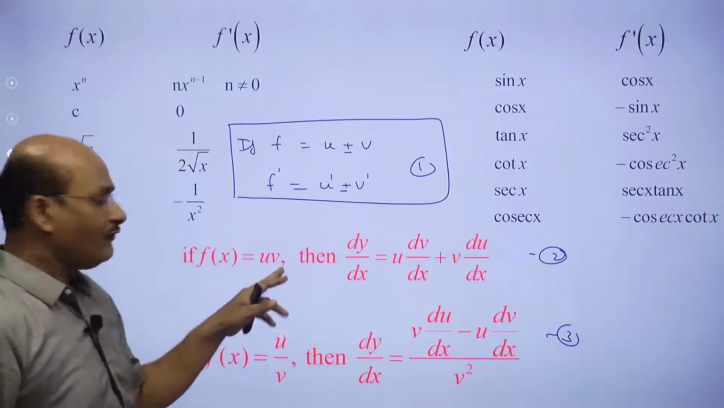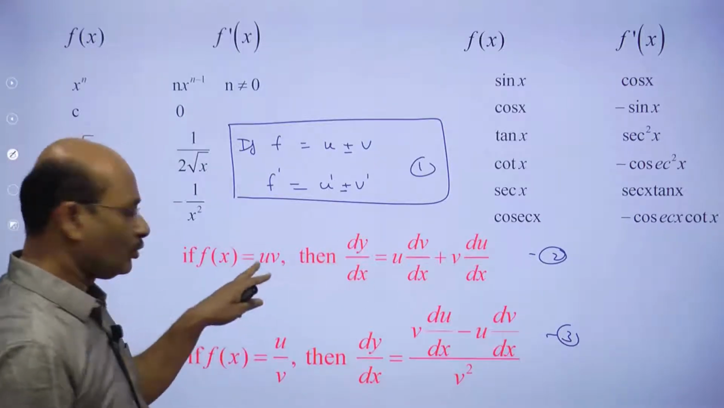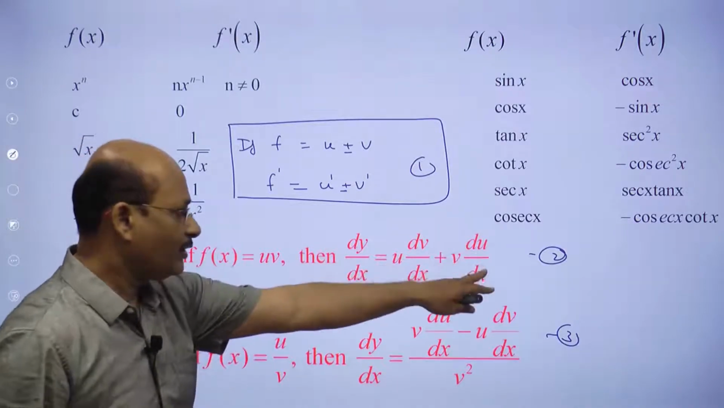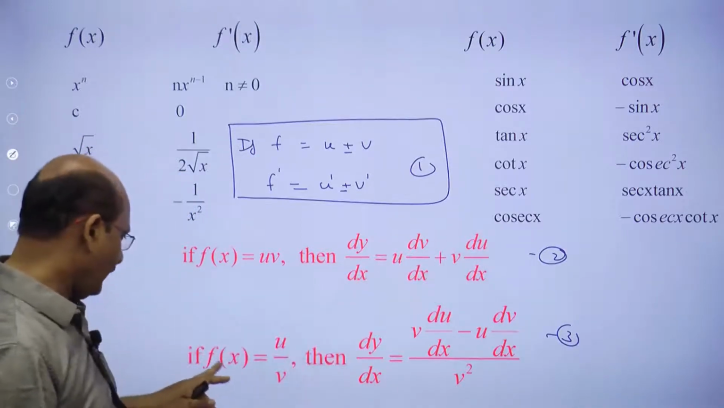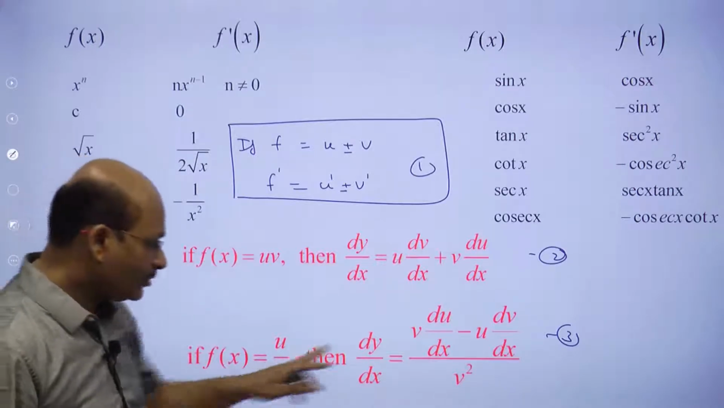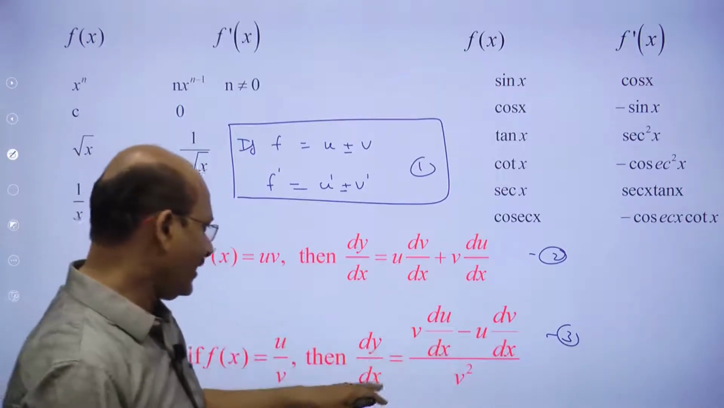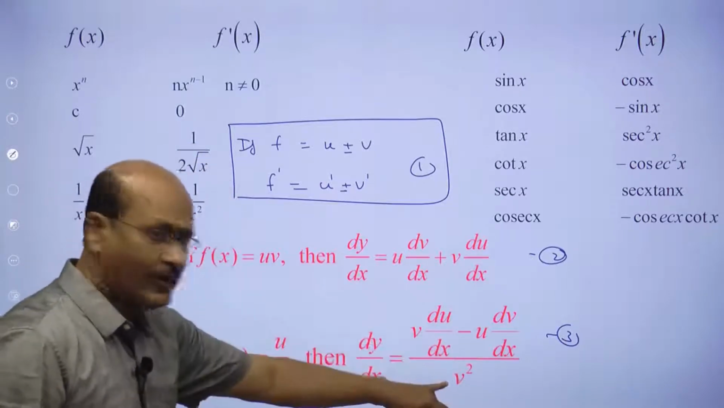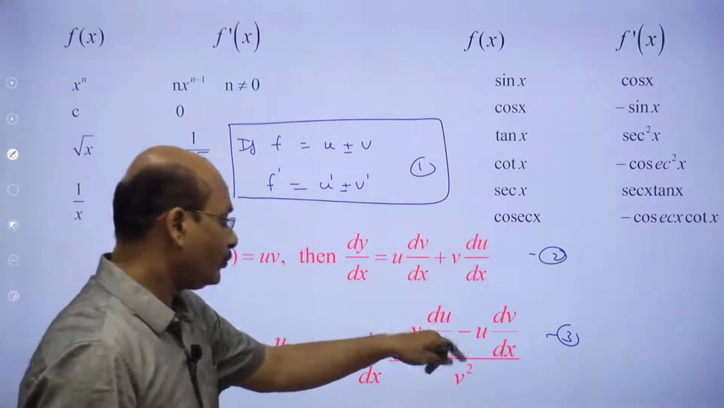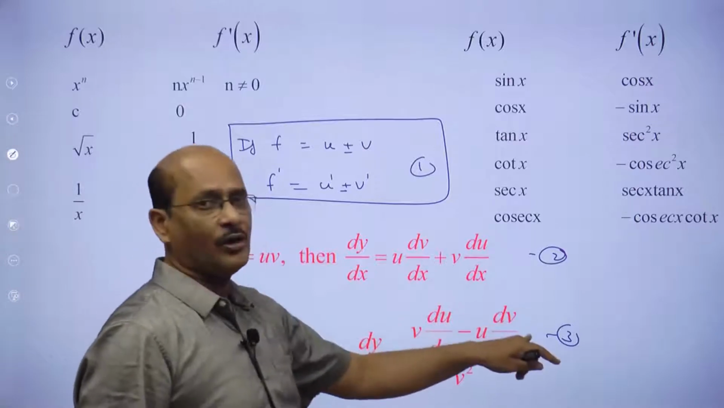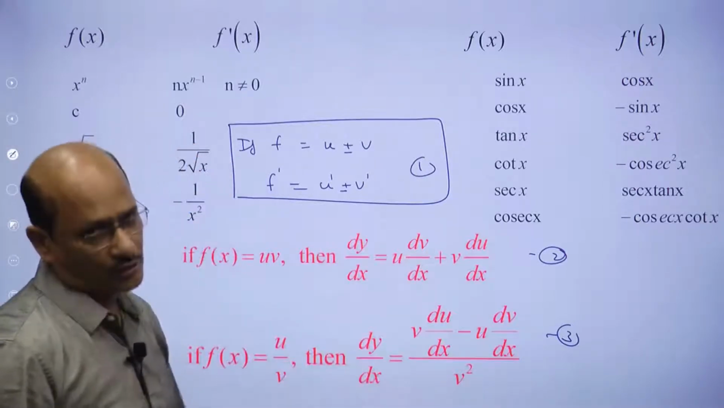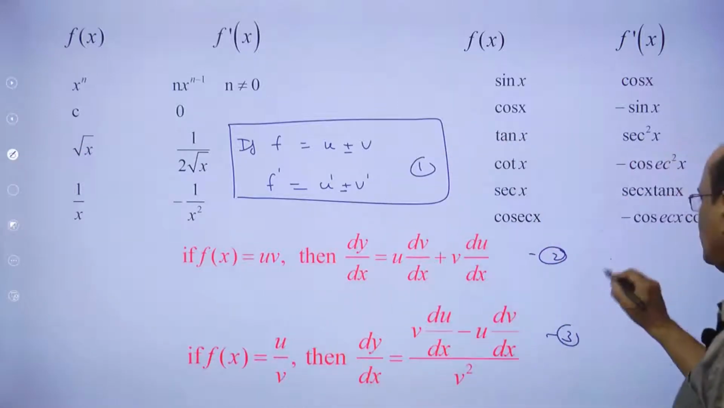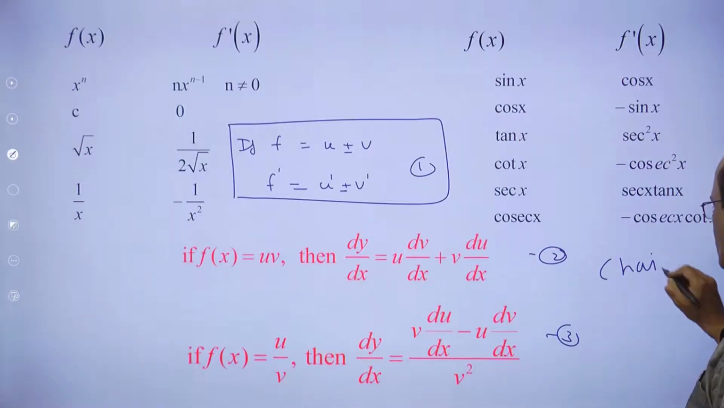What is this function? Function is uv. Then the derivative, product rule you call it: first times derivative of second plus second times derivative of first. Similarly, if f(x) is u upon v, this is called the quotient rule. dy by dx will be, understand, denominator will be v square, v derivative of u minus u derivative of v. This is nothing but the quotient rule. Now as we go on, I will definitely be focusing on chain rule.